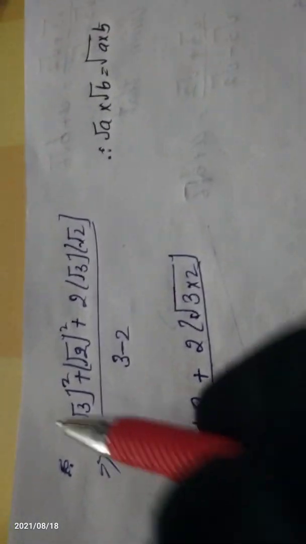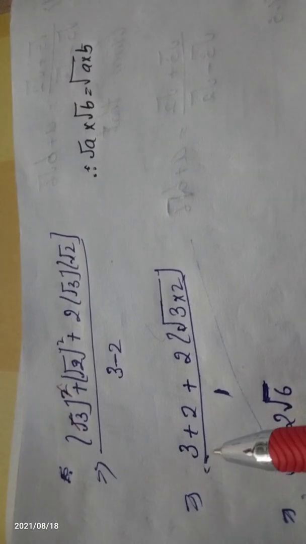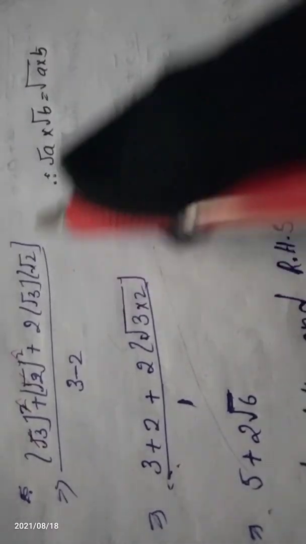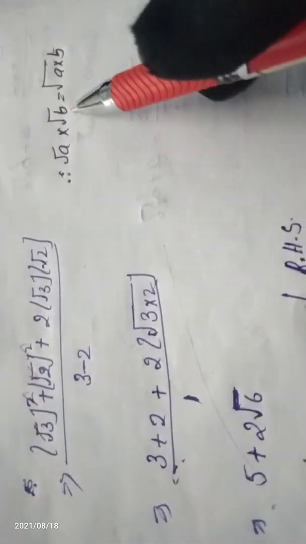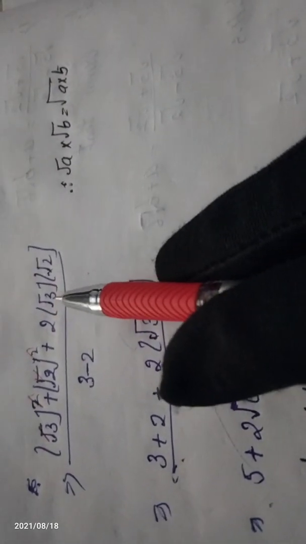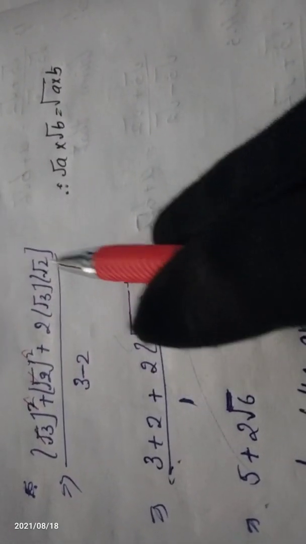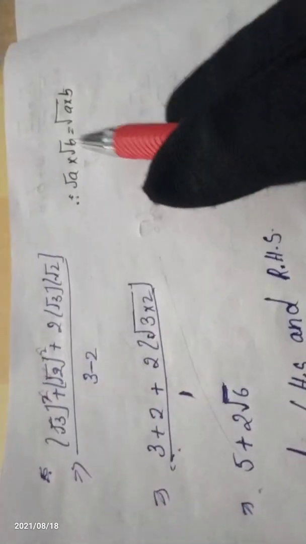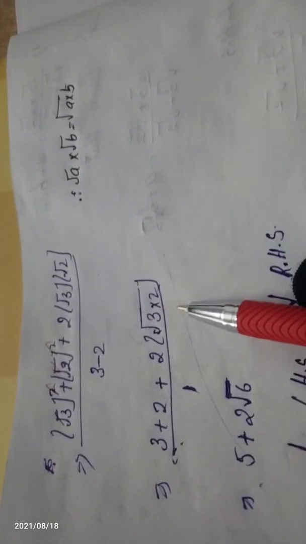Let's see the second step. Root 2 square and root get cancelled, we get 3 plus, and square and root get cancelled, again we get 2, plus 2ab. According to this formula, root a into root b is equal to under root a into b. Root a into root b means under root a into b, that is 3 into 2. I am converting from this to this.